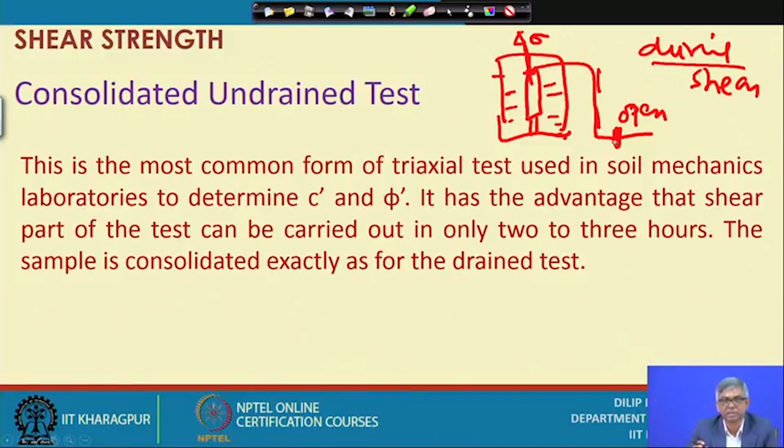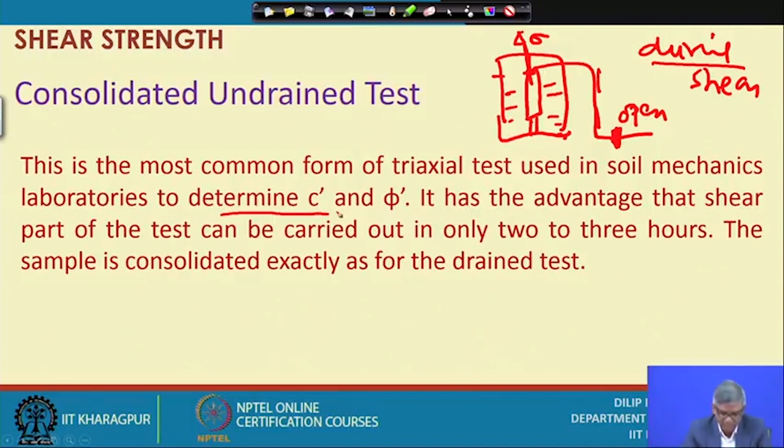That means in the first stage we consolidate the sample, and in the second stage we do not allow drainage. In what way is this helpful? If I conduct it this way, it takes 1 day for consolidation, and for shearing maybe another half an hour maximum. So, we can save time. But in what other way is it useful?